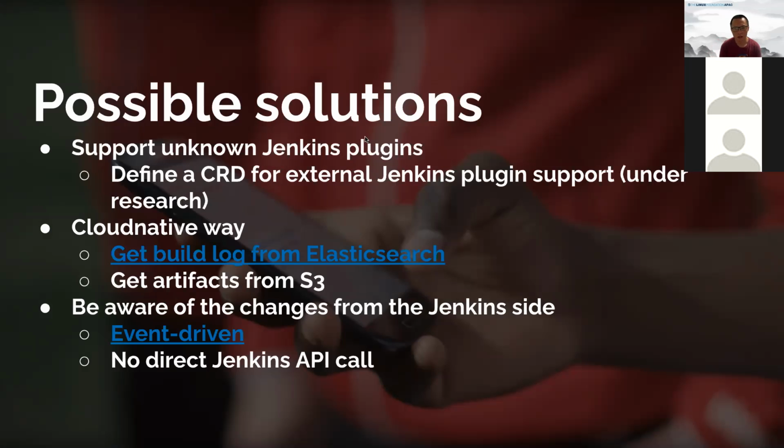So what are possible solutions? We currently try to do some research. For example, define a CRD for the external Jenkins plugin support. Yeah, like I said, it is still under research. For this part, we might need to consider the backend and front end part. For example, if a user wants to install a dynamic pipeline parameter plugin, we might need to consider supporting it with an API or on the UI part, which allows users to choose the parameter from the UI.